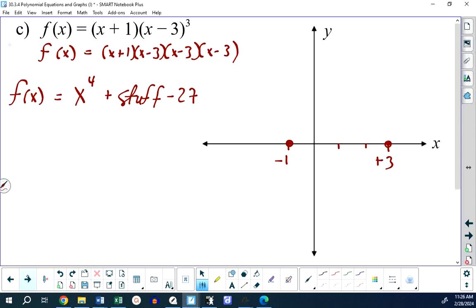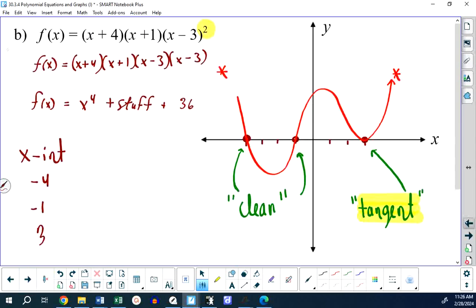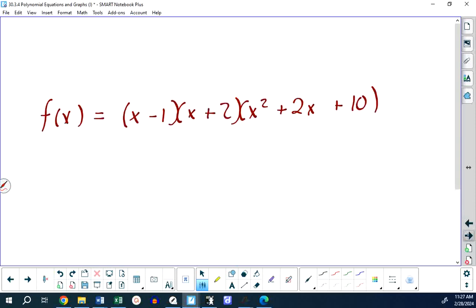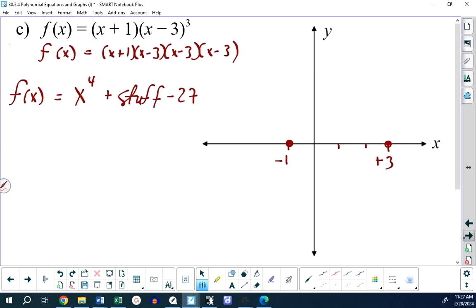The graph is going to go through -1 cleanly. And if I go back to this example, I can demonstrate something to you, that the exponent on the x plus 4 was 1, and the exponent on the x plus 1 was 1. That's what produces a clean passage through the x-axis. If the exponent is 2, you get a tangent. 3, you don't get a tangent. 3 is not 2. What do you get? Well, let me show it to you.